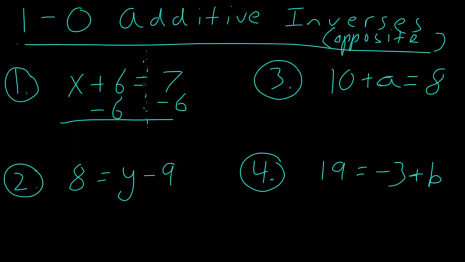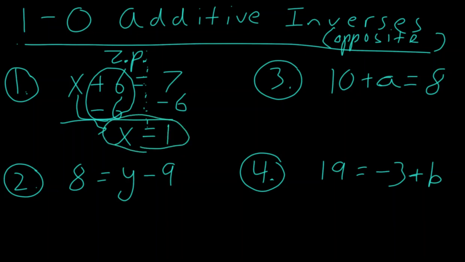Remember, plus 6 minus 6, that forms a 0 pair because positive 6 minus 6 is 0. And this x gets brought down, and we say x equals 7 minus 6, which is 1. And it's as simple as that. Let's look at problem number 2. 8 equals y minus 9.